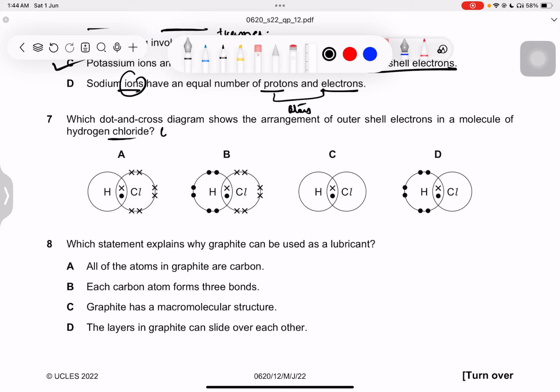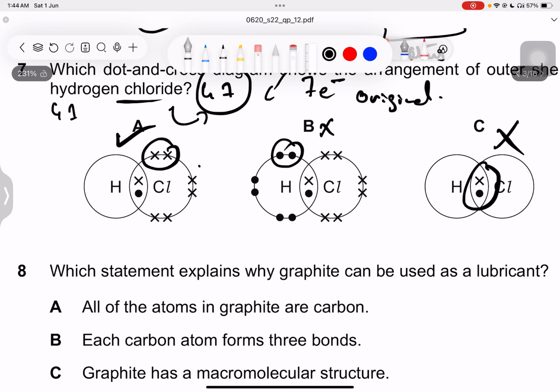So chlorine is in group 7, hydrogen is in group 1. It shares one electron, it only has one electron. So hydrogen should be having one electron. So B and D are incorrect because it should only have one electron of its own. And chlorine is in group 7, so on its own it should have 7 electrons originally. So this is incorrect. It only has one electron. So option A is correct, which shows the correct lone pairs of Cl.